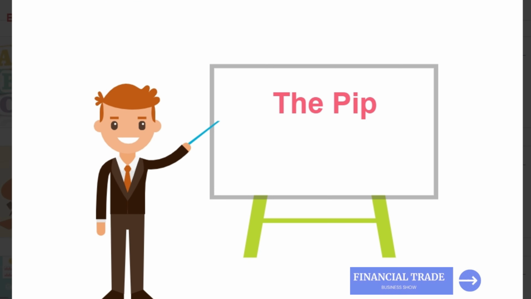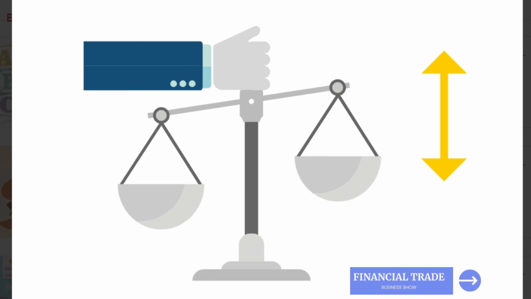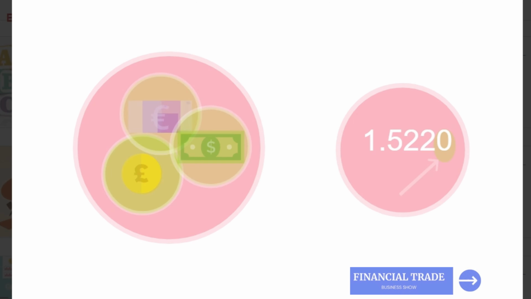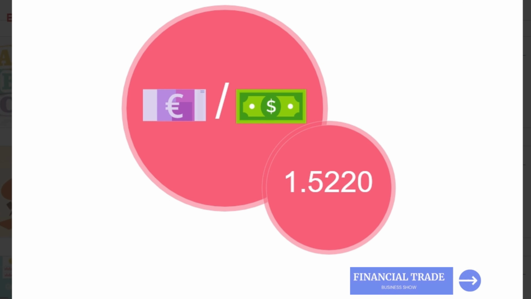A pip. Another important concept in the Forex market is the pip. Pip, singular, or pips, plural. In the Forex market, the exchange rate rises by pips and falls by pips. For most of the currencies, the pips are denoted 4 places after the decimal point. In other words, if the euro-dollar rate is 1.5220, then the number of the pip is 0.